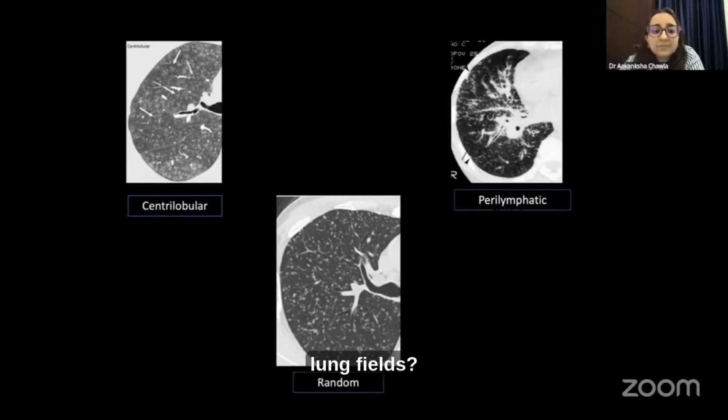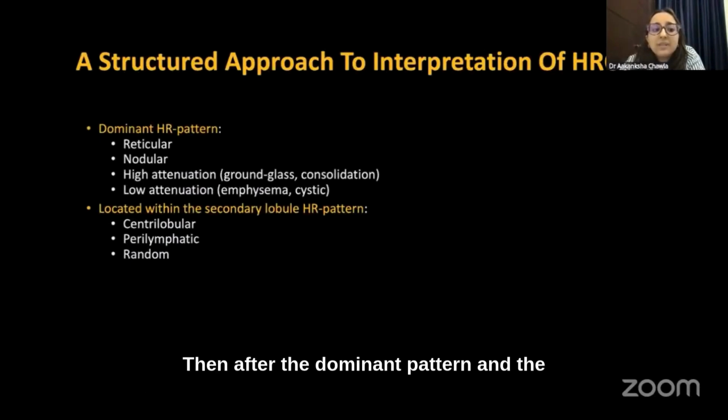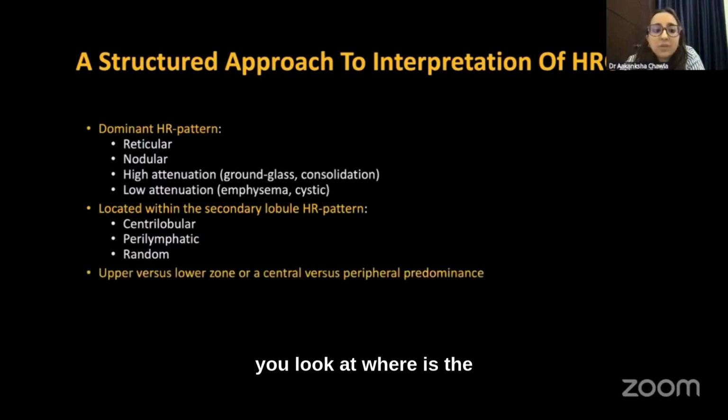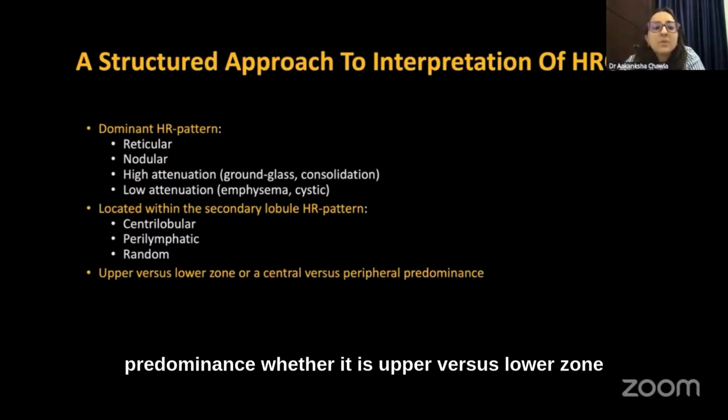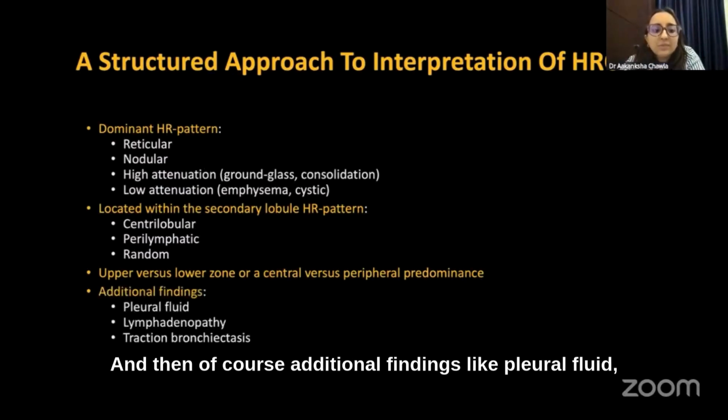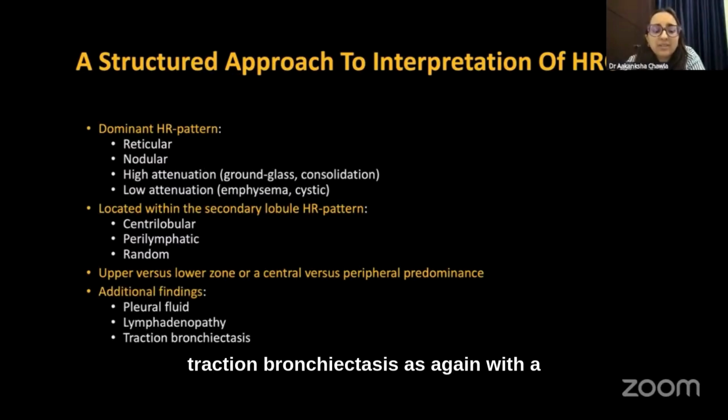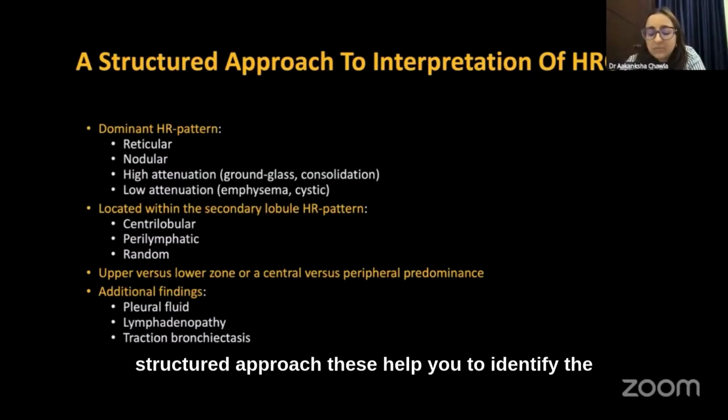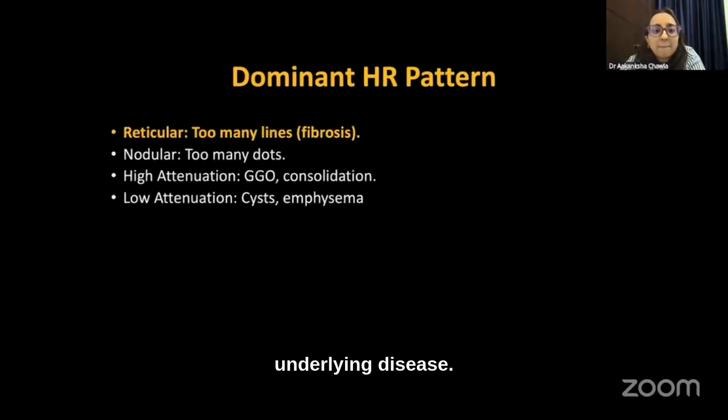fields? Then after the dominant pattern and the location within the secondary pulmonary lobule, you look at where is the predominance, whether it is upper versus lower zone or central versus peripheral predominance. And then, of course, additional findings like pleural fluid, lymphadenopathy, traction bronchiectasis. Again, with a structured approach, these help you to identify the underlying disease.